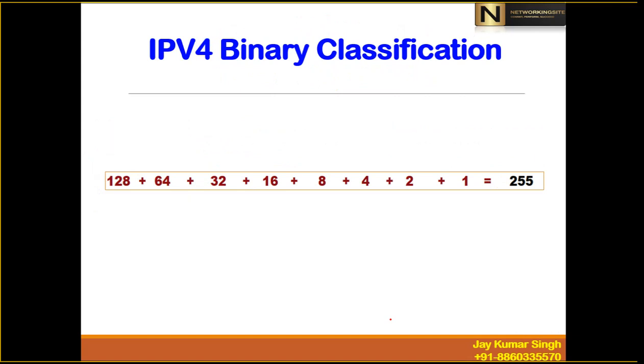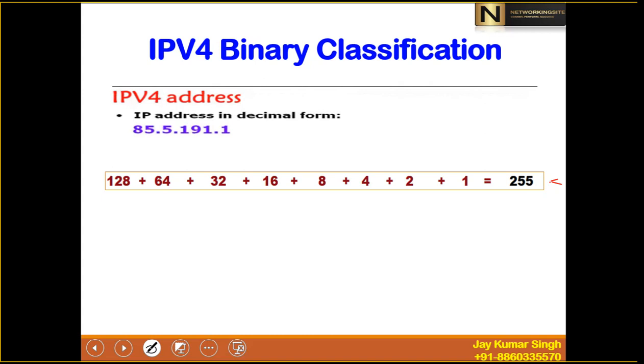Now we have some binary classification. In this binary classification, we'll learn how to convert a decimal IP address into binary. Remember, in our class I told you we have to always remember this chart. This chart is very important and will be used everywhere. It is a combination of 8 bits. Binary is the representation in bits, which are 0 and 1, like 10100111.